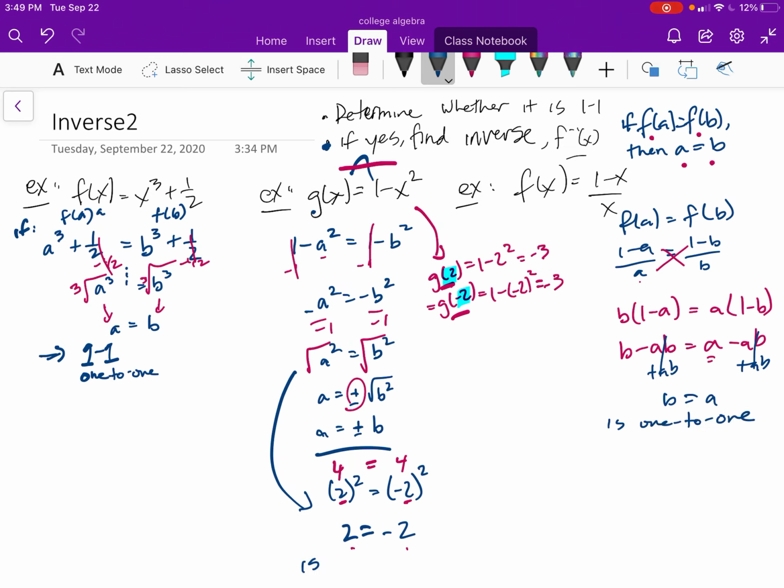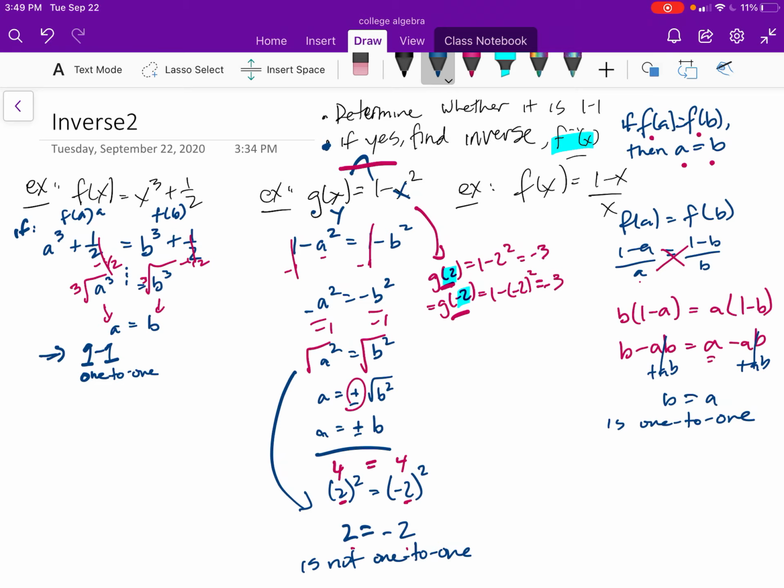This middle one is not 1-to-1. And if it's not 1-to-1, you cannot find the inverse, an inverse function. You could find an inverse relation. Remember, that just means switch x and y. So all we'd have to do is switch this y with this x here. But I'm asking for an inverse function. Okay. So to find the inverse function, I know it's 1-to-1, which means I could solve for y. Okay, that's what this is all about.